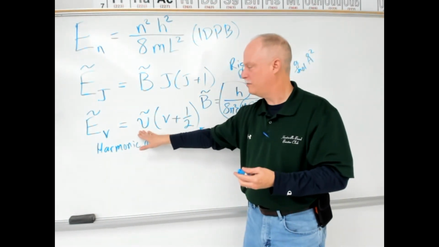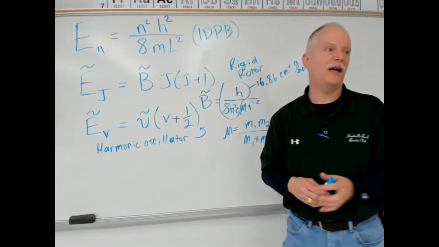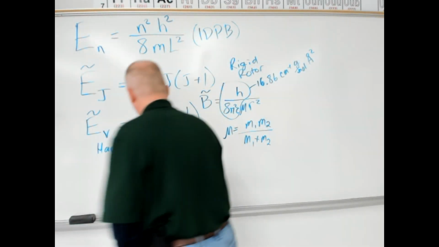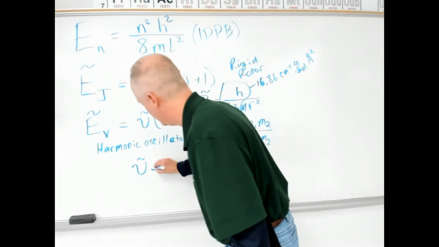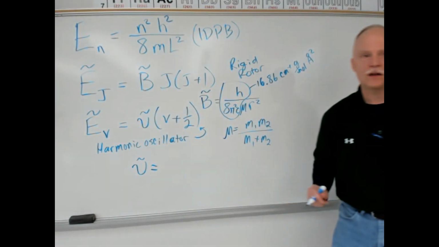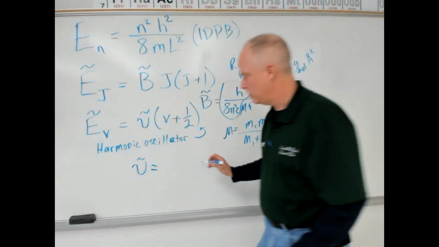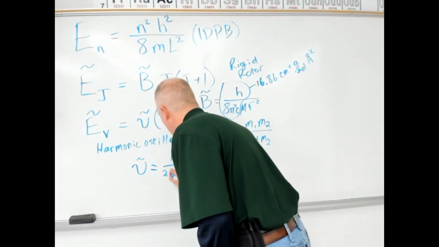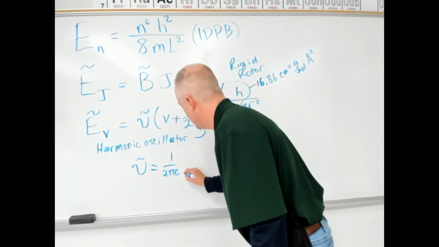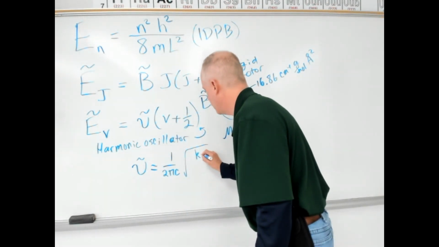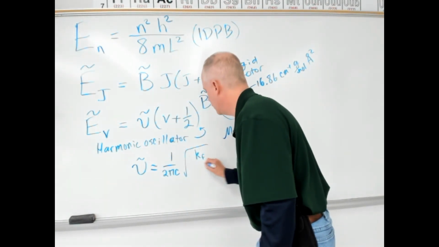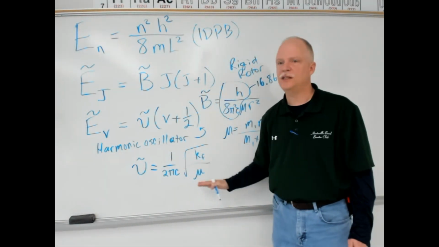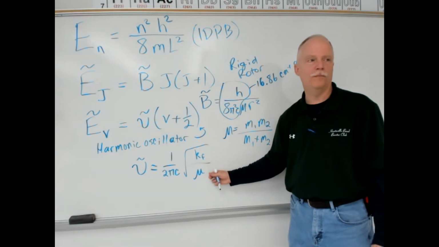Now, this vibrational frequency also has a mass dependence. So what is that equation? How do we relate frequency to mass? 1 over 2 pi c, and the whole thing times the square root of kf over mu. Yes. All right, so that's the frequency equation that relates it to the mass.